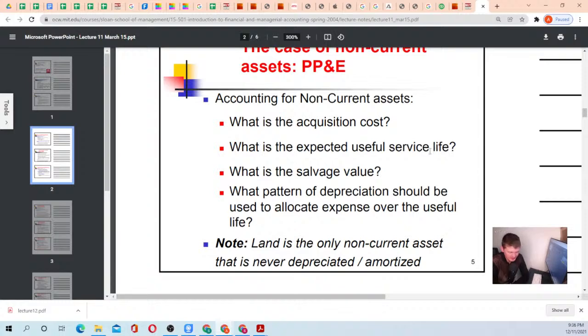We had a Hertz example, which buys cars for $30,000, uses them for 2 years, and resells them for $15,000. And in that case, your expected useful life is 2 years, and your salvage value is $15,000, what you expect to get for the car.